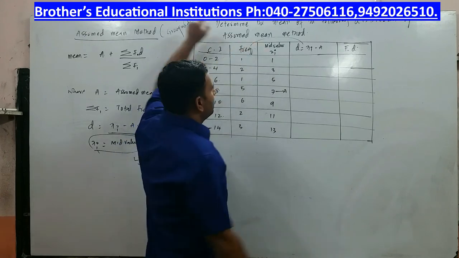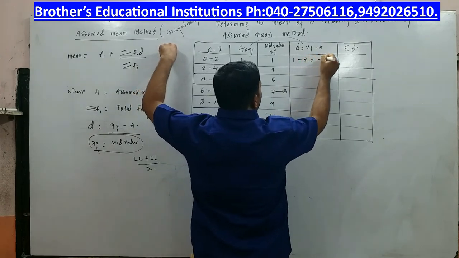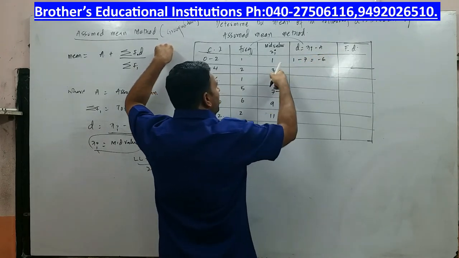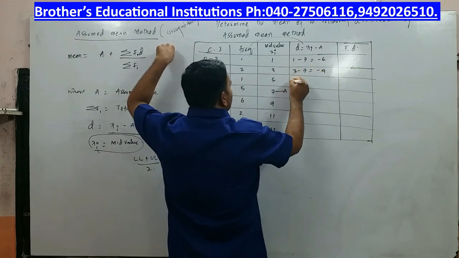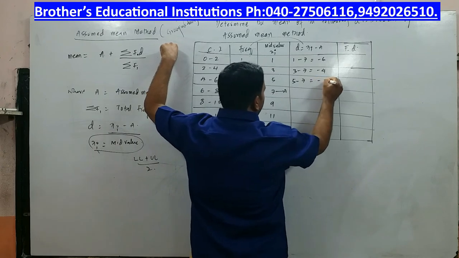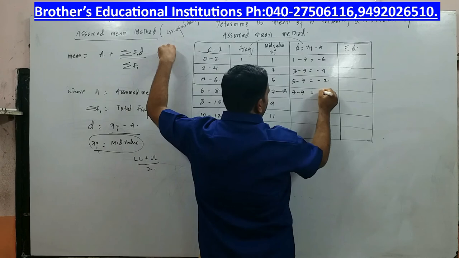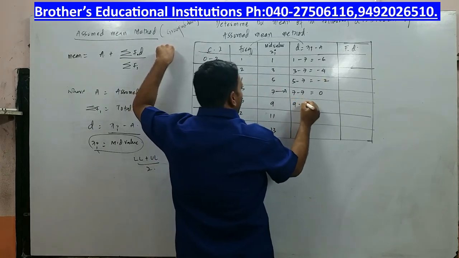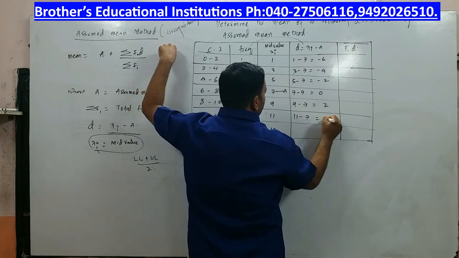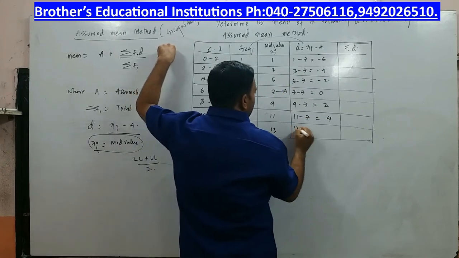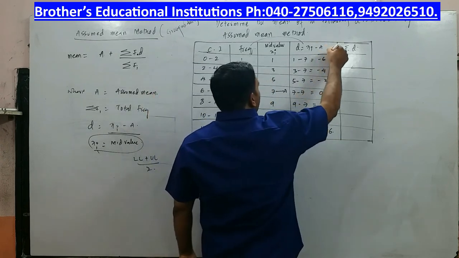Now in the first case, xi is 1 minus the assumed mean, which is 7. What is 1 minus 7? Minus 6. These values are important. Now 3 minus 7 is minus 4. Next, 5 minus 7 is minus 2. Next xi is 7, A is also 7, 7 minus 7 is 0. Now 9 minus 7 is 2, 11 minus 7 is 4, 13 minus 7 is 6. So these are all the D values.